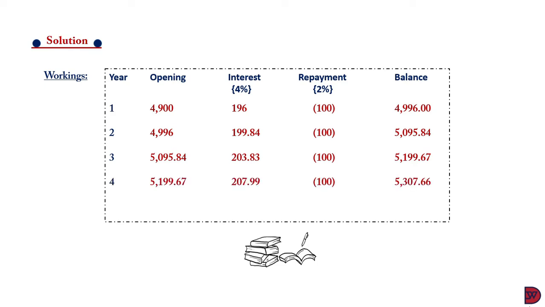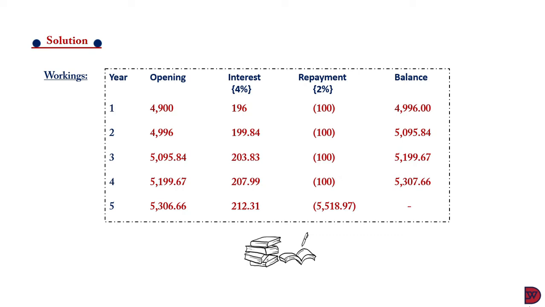This becomes the opening for year 4. Charged 4% on it, $207,099, recorded in the profit or loss account for year 4. Pays out $100,000. Leads to $5,307,066, which is recorded in the statement of financial position for year 4. We bring it to year 5 as an opening. We multiply the 4% on it. Gives us $212,031. We charge it to the income statement for year 5 as a finance cost.